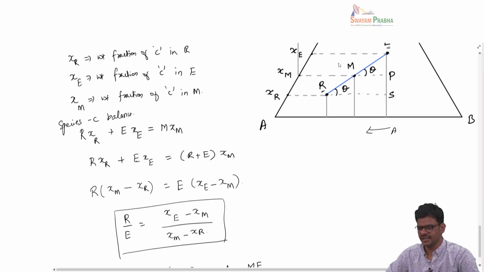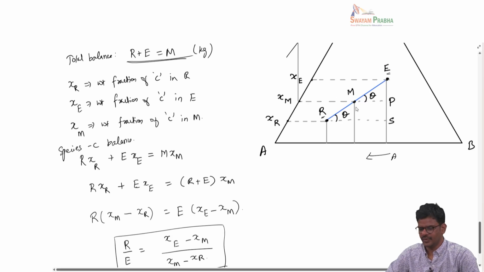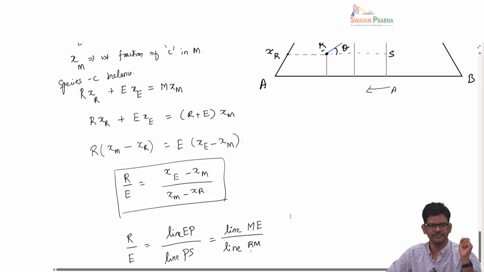So the way I have written is that if you look at this length, line EP can be written as some sine theta times line ME, that triangle, and since this angle is also the same, line PS can be written as some sine theta times line RM. So those angles will cancel. So you can show that the ratio of EP to PS is nothing but the ratio of ME to line RM. Okay. So if I know what is R, what is E, that ratio will tell me where the location of M will be.